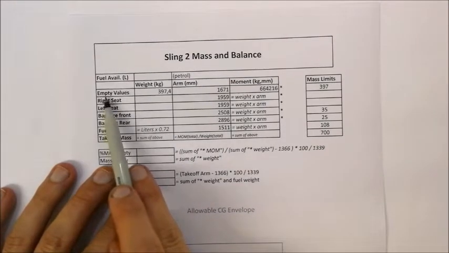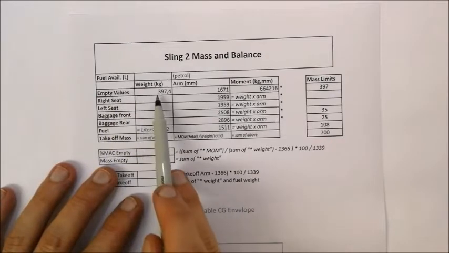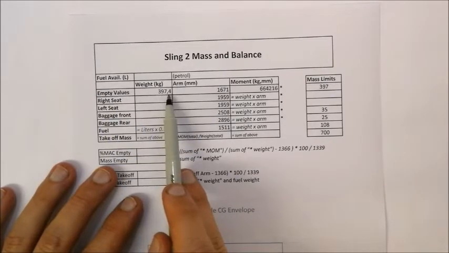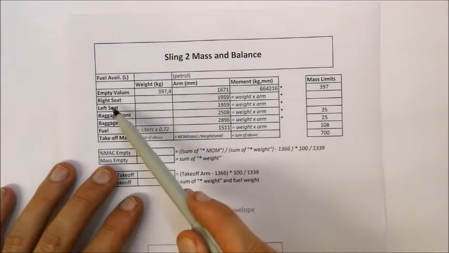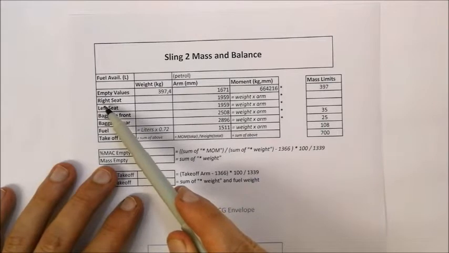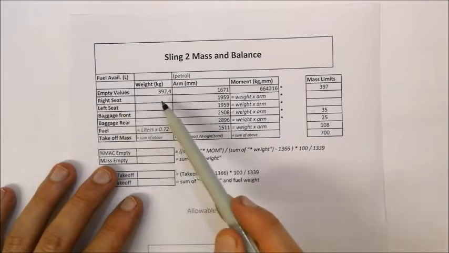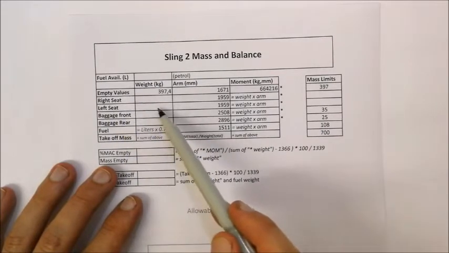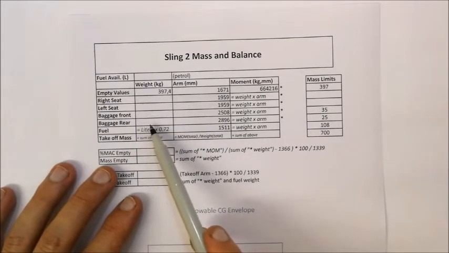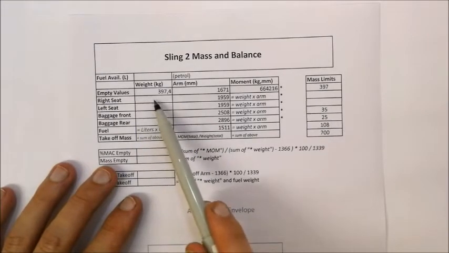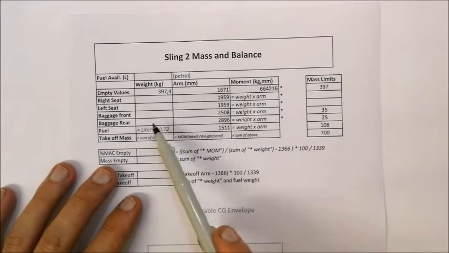Okay, so the aircraft has a known empty weight of 397.4 kilograms, and then you've got the option to be able to say what the right seat person's weight is, the left seat person's weight is, the baggage in the front and the baggage in the rear. So these weights can be placed in over there.